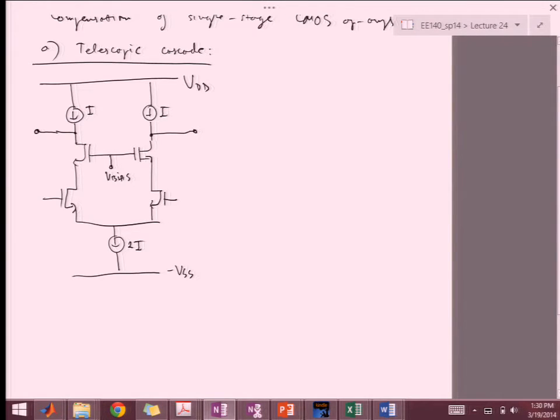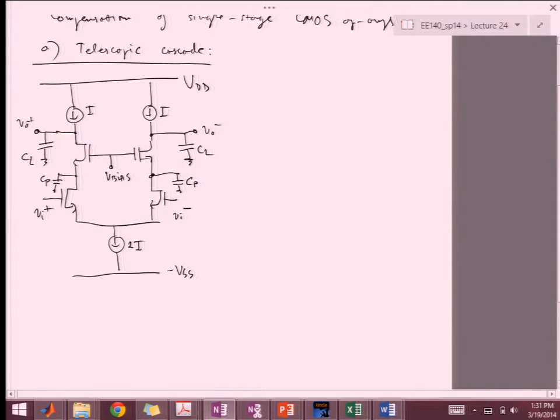And in this simplified thing, we're just going to say that all the parasitic capacitances are going to be lumped into the output, CL, and then this node over here we're going to call CP. And so this is VI plus, VI minus. I can label this as VO plus, VO minus. The gain can be negative, as it is in this case, from VI plus to VO plus.